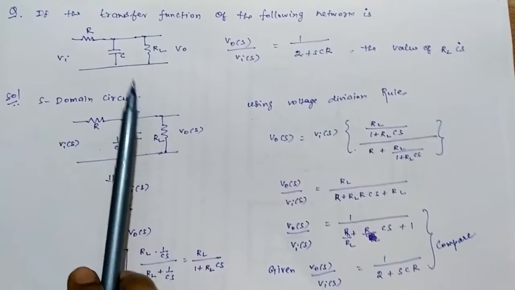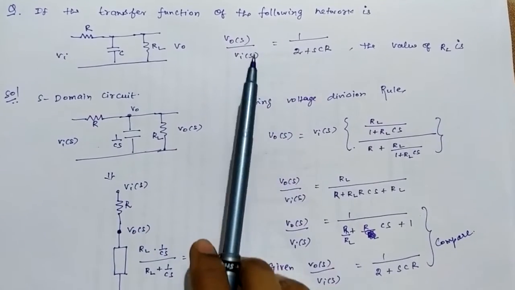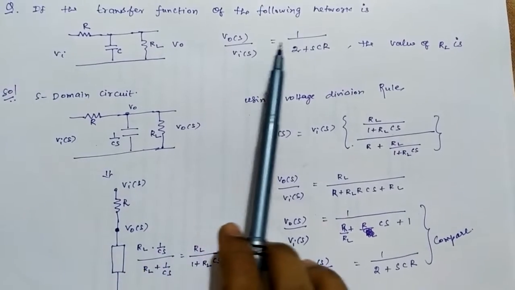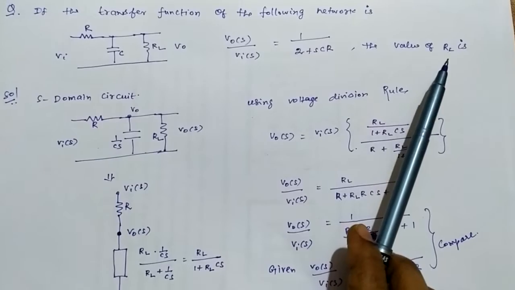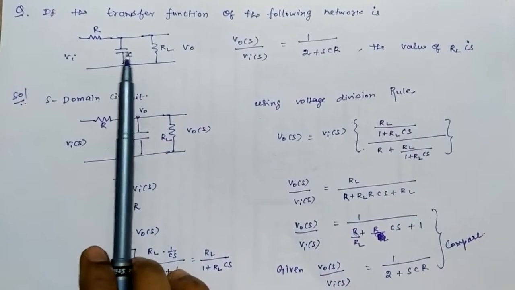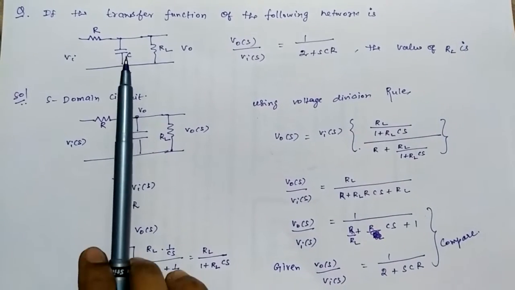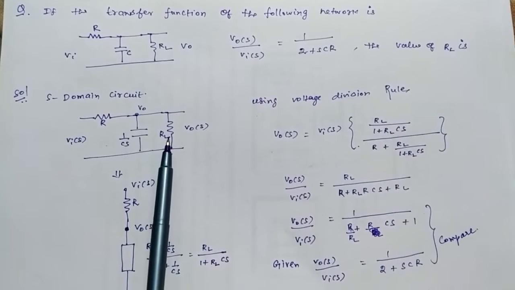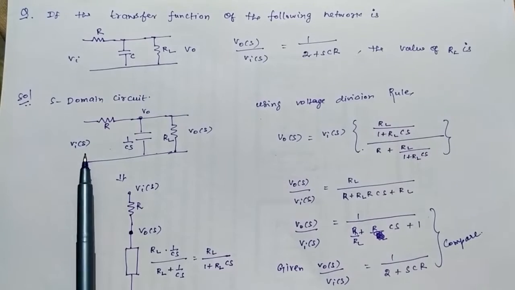Next problem. The transfer function of the following network, output by input, is equal to 1 over 2 plus SCR. What is the value of RL? The given circuit is converted into an S-domain circuit like this. The capacitance is 1 by Cs, and the resistance stays as it is, with no change. The output is V of S and the input is Vi of S.